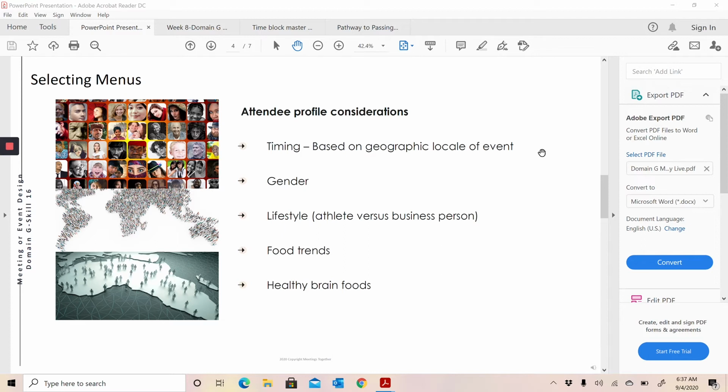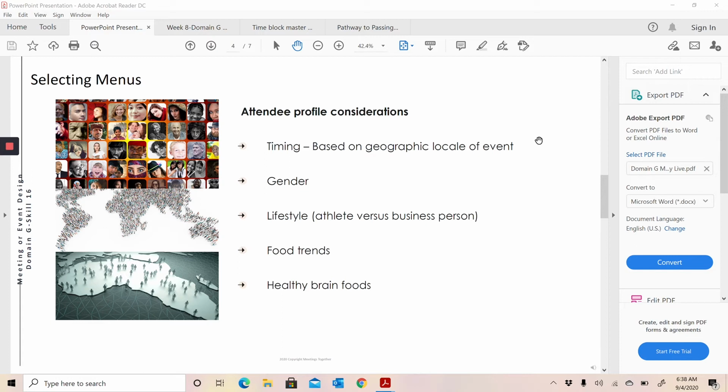You really have to know who's coming to your event and what their expectations are. So really knowing the demographics of your groups will really help when it comes to selecting your menus. Timing based on geographic location of the event. So like my family, I have family in Argentina, and they don't eat dinner until like 9 o'clock at night, whereas my family, we eat dinner at 5:30. So you want to make sure you know the demographics of your group.